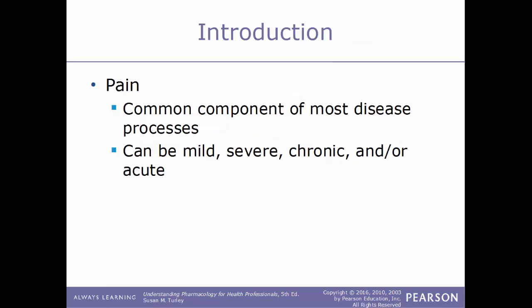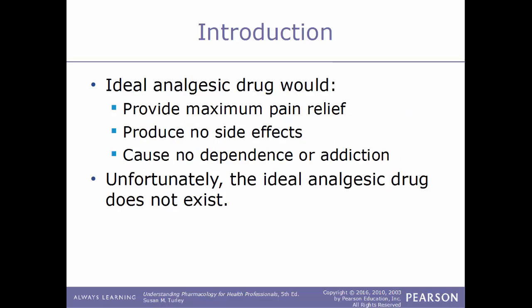I'll start off with a quick introduction. Of course, when we're talking about analgesic drugs, we're talking about drugs that will treat pain. And pain is a common component of most disease processes. This can be mild or severe or chronic or acute. Now, the ideal analgesic drug would provide maximum pain relief, will produce no side effects, and will cause no dependence or addiction. But unfortunately, there's no such drug that exists like this.